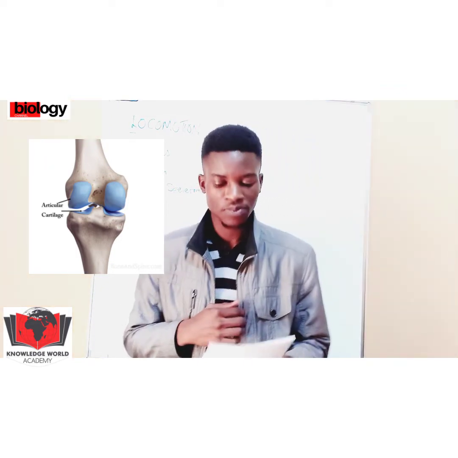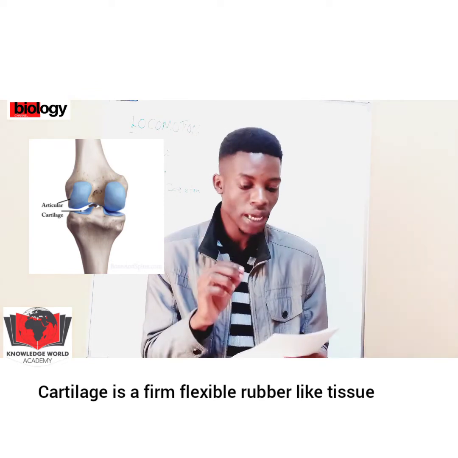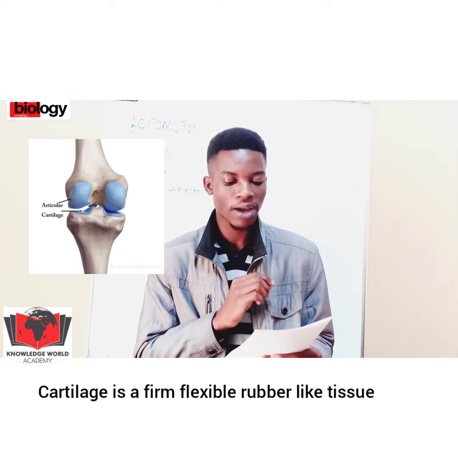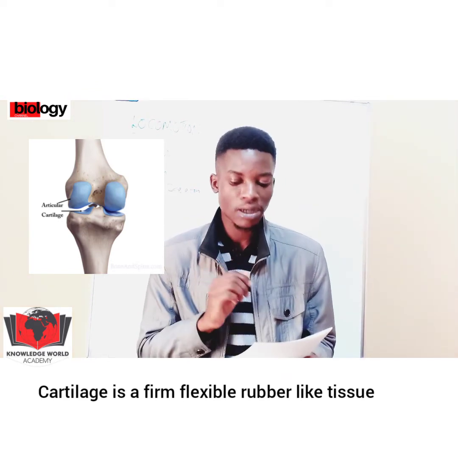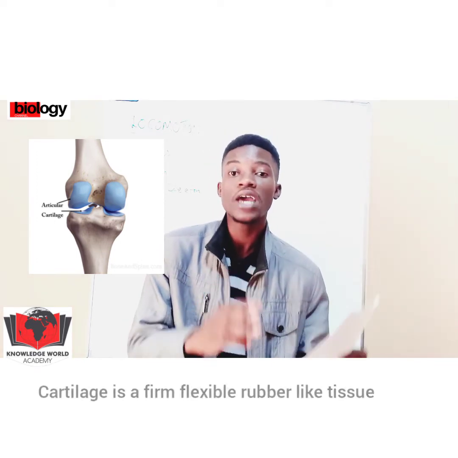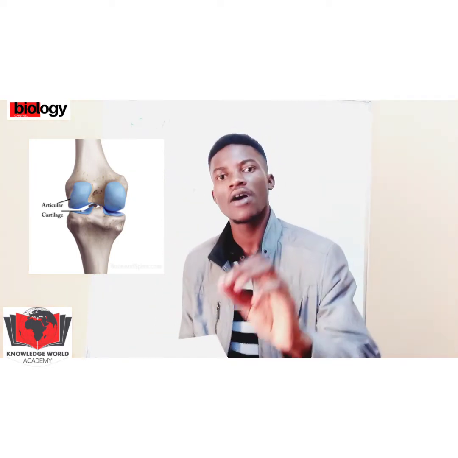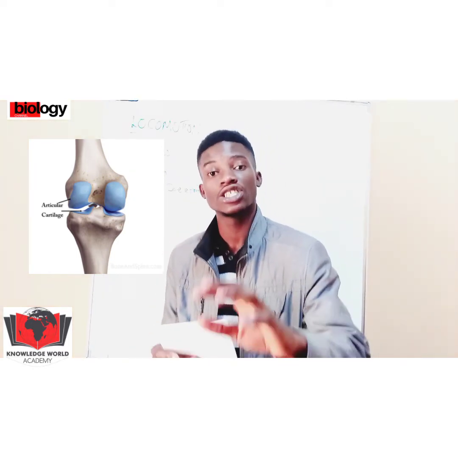What is the cartilage? Cartilage is a firm, flexible, rubber-like tissue made of living cells and collagen fibers embedded in a matrix of chondrin. Okay, so it's a firm, flexible, rubber-like tissue. That's what you're supposed to know. It's a firm, flexible, rubber-like tissue.